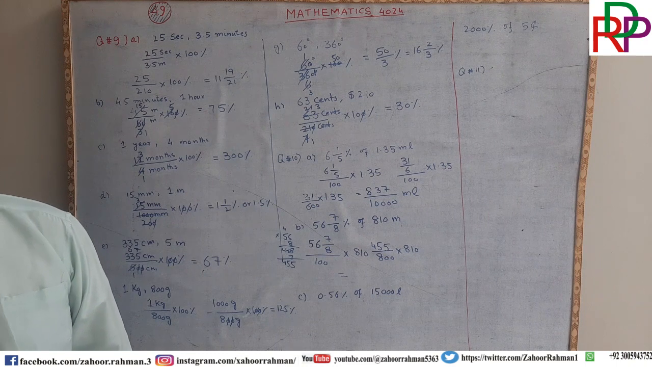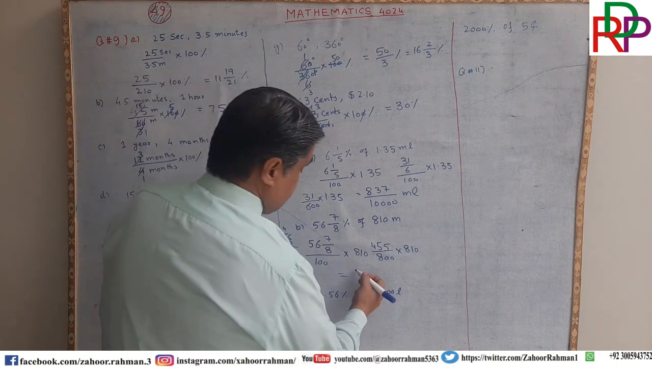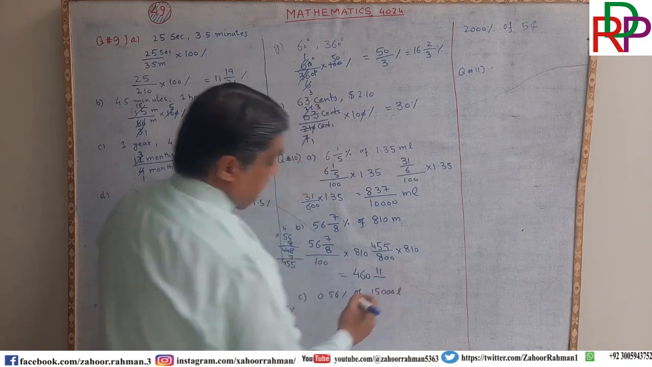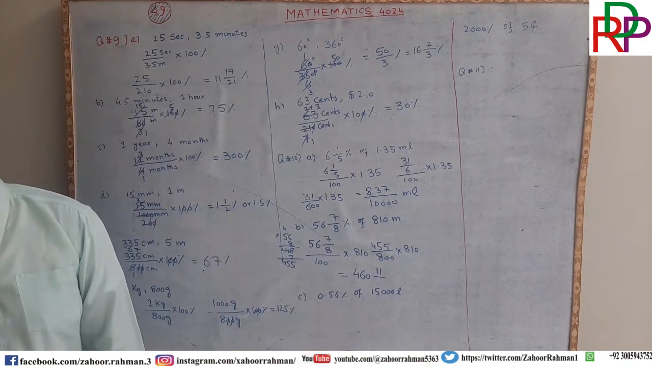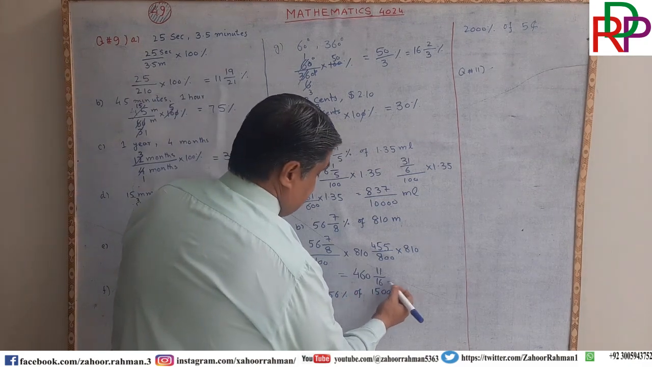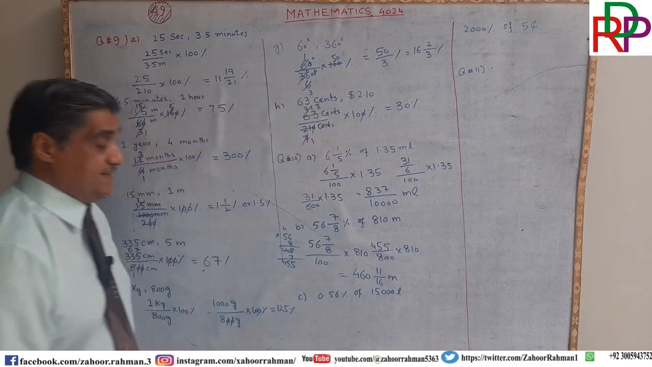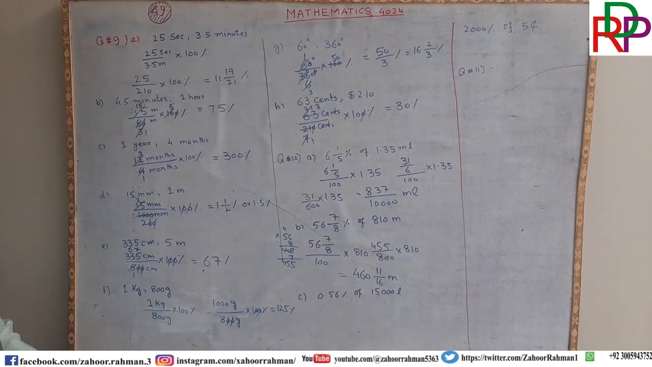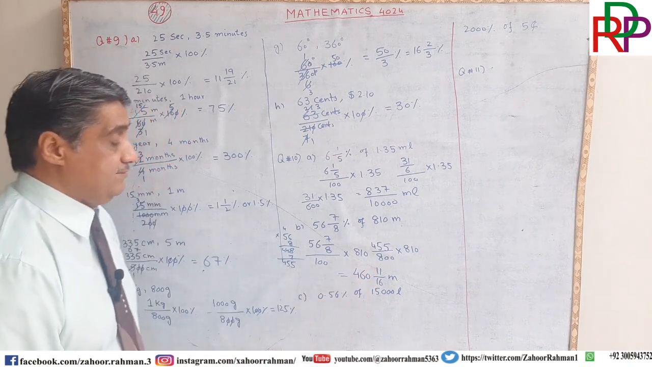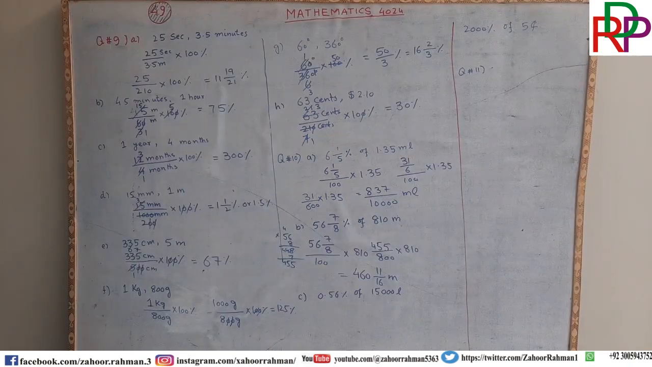460 whole 11 over 16 meters. That is the answer. You should know how I am getting these things because we did it in one of the chapters in greater detail.